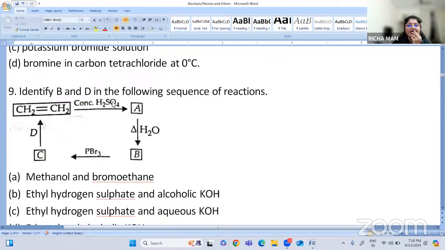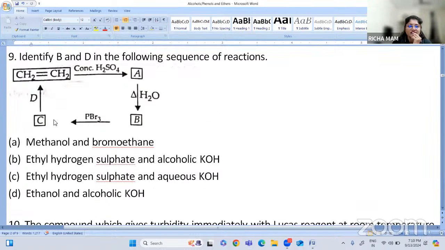Identify B and D in the following sequence of reactions. So this is the reaction going on, and you have to find out what is B and D. The options: A, methanol and bromoethane. B, ethyl hydrogen sulfate and alcoholic KOH. C, ethyl hydrogen sulfate and aqueous KOH. D, ethanol and alcoholic KOH. So ethene is there. This is our ethene.